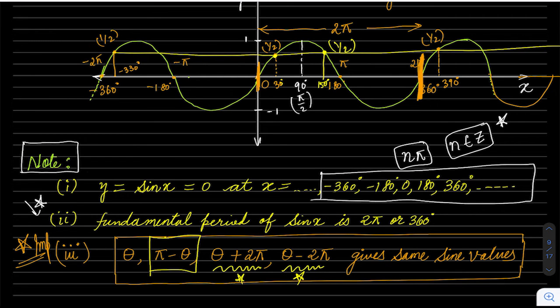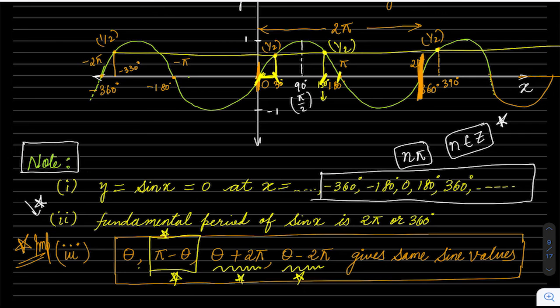If I start counting from 30, the next value is 150, the next value is 390, and it will keep on going like this. So the use of pi minus theta is that it will give you all the values. If we use theta, pi minus theta, then theta plus 2 pi, then theta minus 2 pi, and go on like this, it will give me all the values of x where sine is half. By symmetry also, if this length is 30 degrees, obviously this length must also be 30. So that's why this is 150.